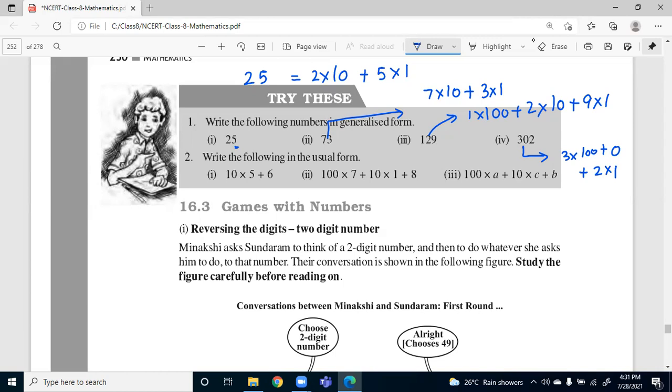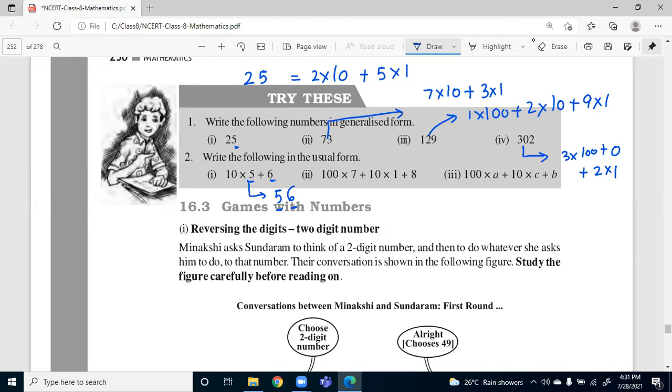Now I am writing in usual form. Usual form means you have to change it into the number itself. So 10 into 5 is 50. 50 plus 6 is 56. So I have changed it like 6 will be at 1's place, 5 will be at 10's place. So the number is 56.